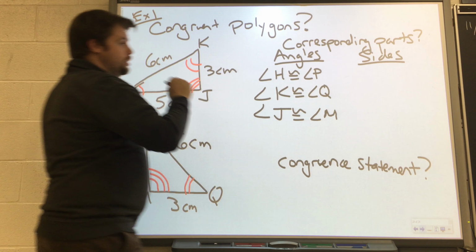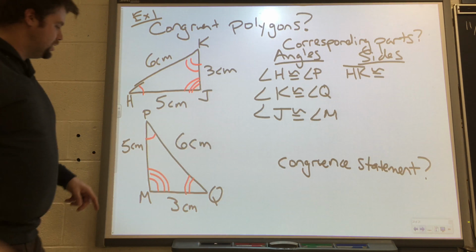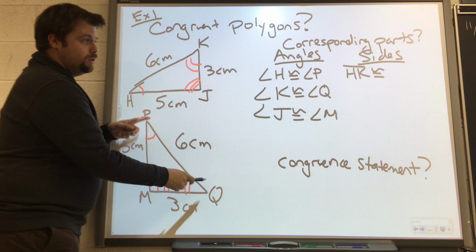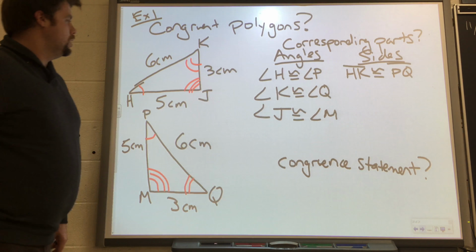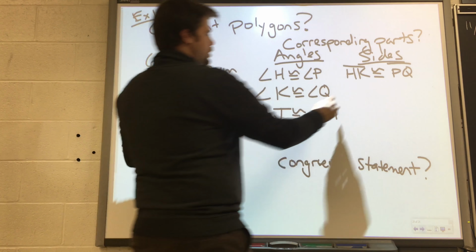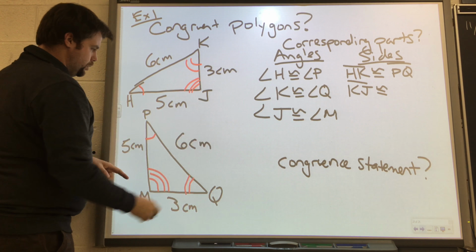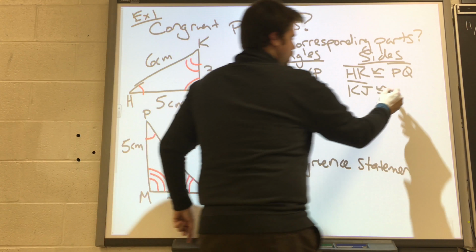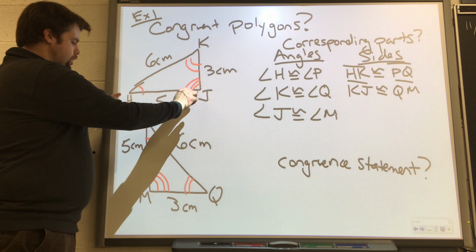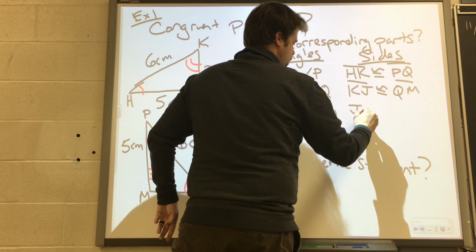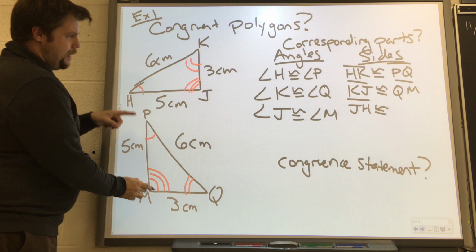Side HK is congruent to side PQ. And side KJ here is congruent to side QM there. And then finally JH is congruent to MP.